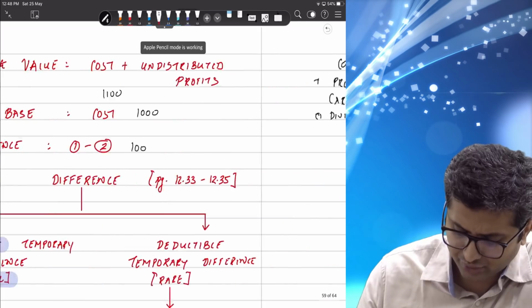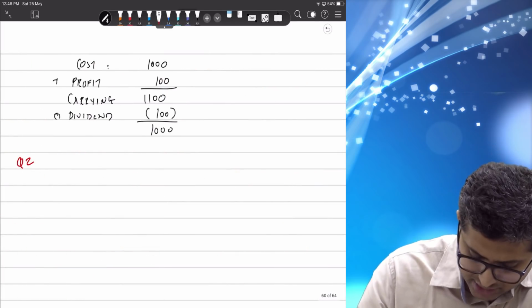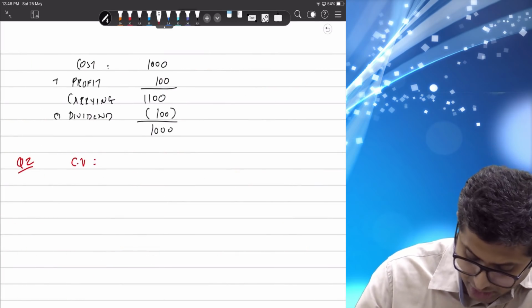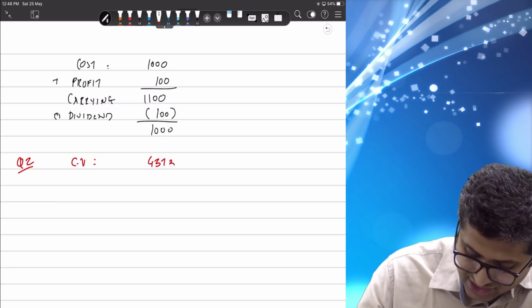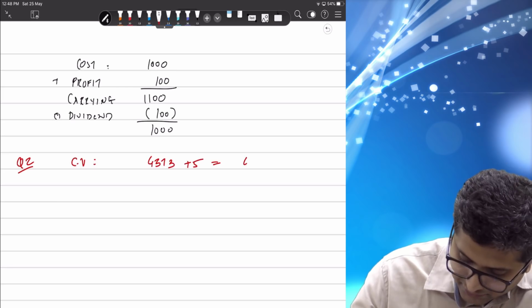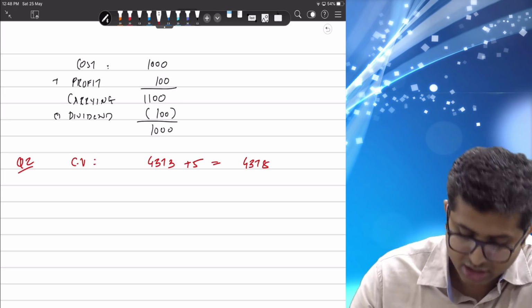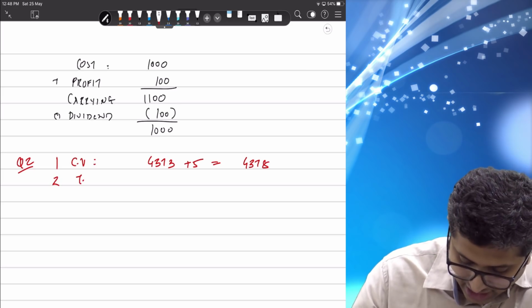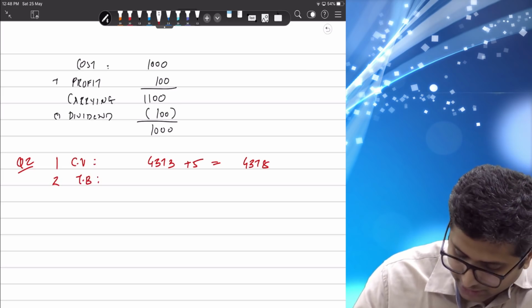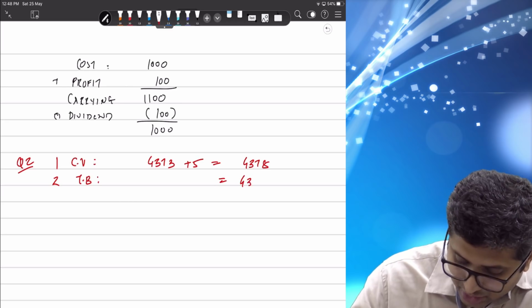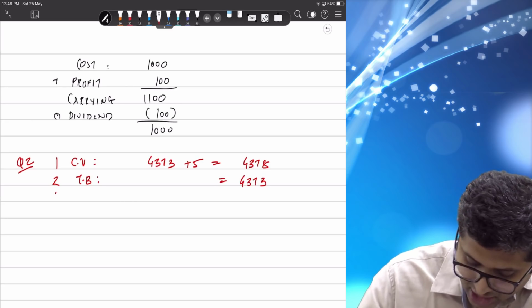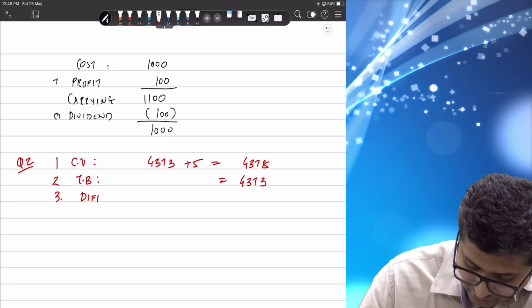So ideally, if we follow the regular method in question 2, you will first try to find the carrying value. In the books of accounts, this is 4373 plus 5 comes to 4378. Second is the tax base. I'm just doing it in short. Tax base, the question clearly tells you it remains the same, that is 4373, and hence there is a difference.